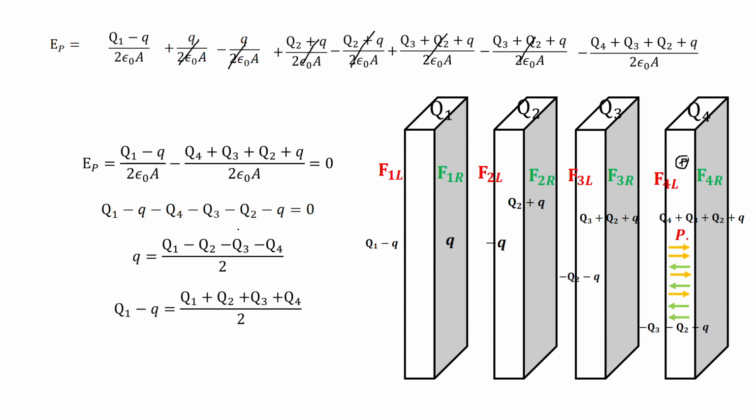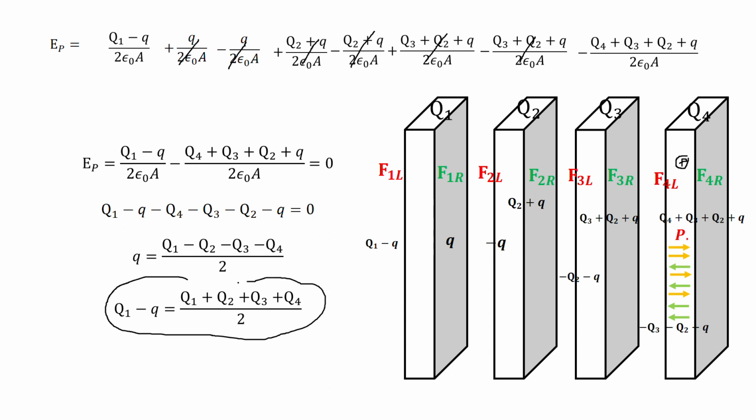That when we substitute the value of small q and subtract it from q1, we get (q1 plus q2 plus q3 plus q4) divided by 2. Now this is a very important result because this is the result which we will use to solve our problem, and this is a very interesting and very fundamental result.